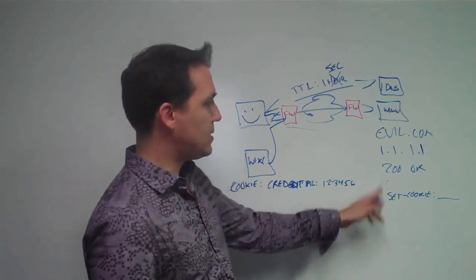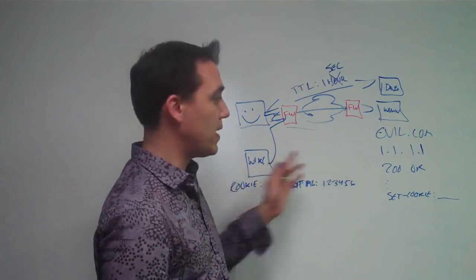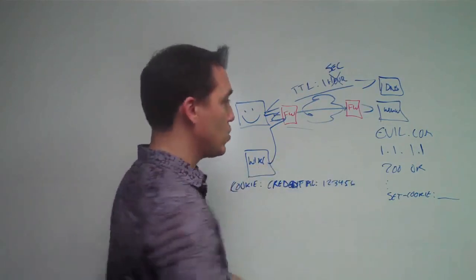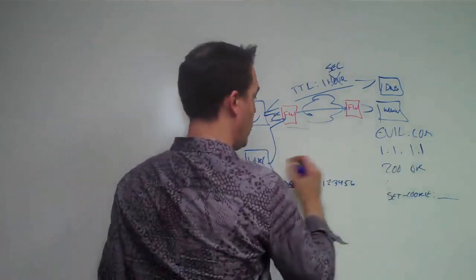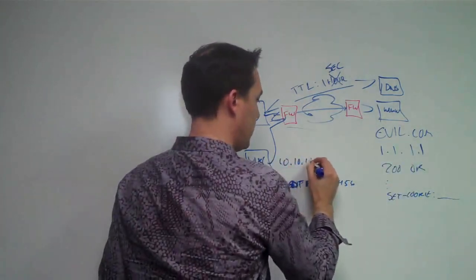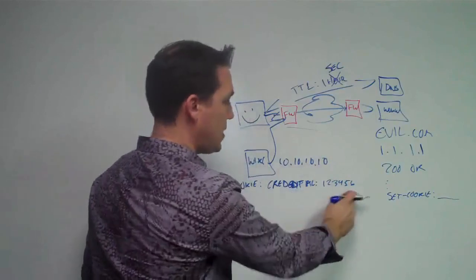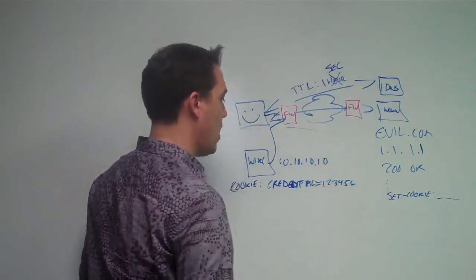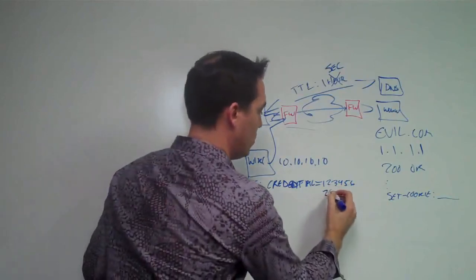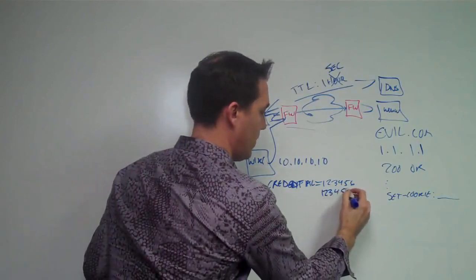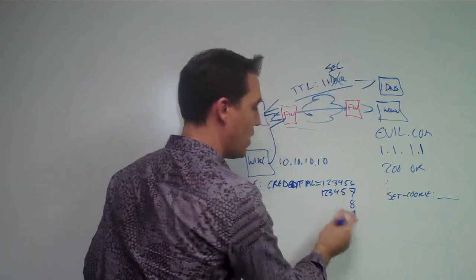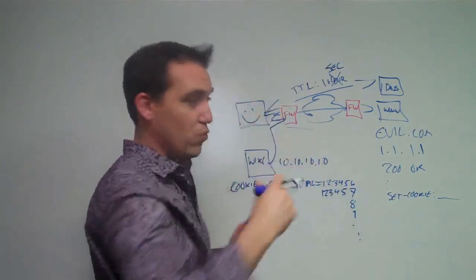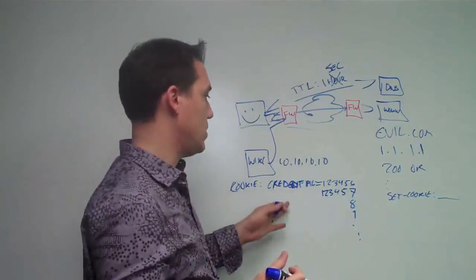So I can't set wiki.com cookies, but I can set evil.com cookies. So I rebind from 101.101 back to 10.10.10.10, and I set a cookie as credential equals 1, 2, 3, 4, 5, 6. Okay, well that doesn't work. Well, I'll try 1, 2, 3, 4, 5, 7, 8, 9, whatever, and so on and on. And I can do this very rapidly and send lots of requests to this thing.